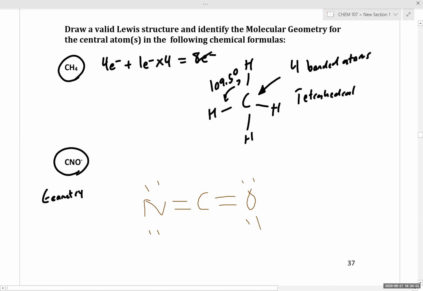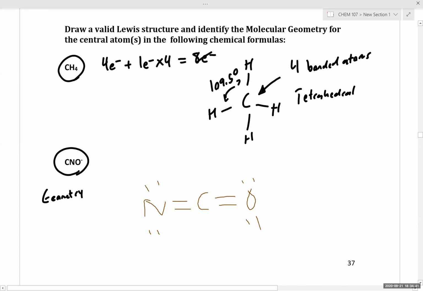And don't be shy to share your alternative Lewis structures. And we'll discuss this example in about another minute and a half to 2 minutes.